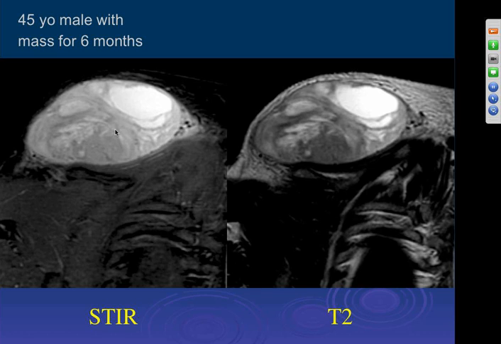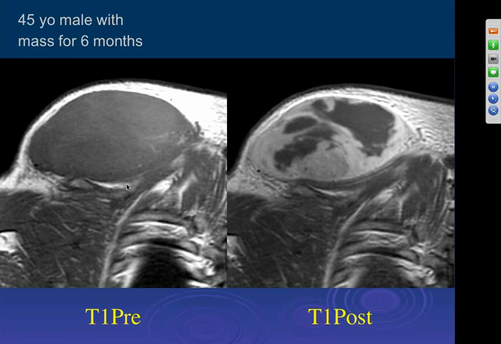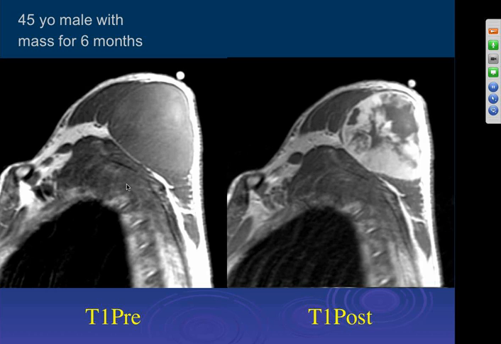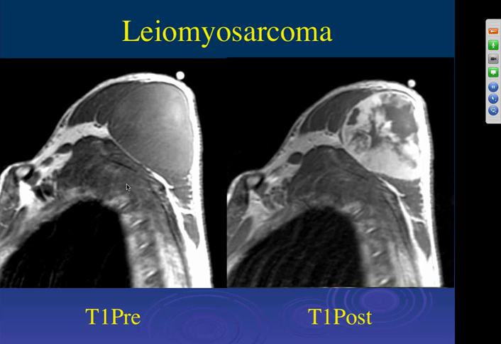Eric? Okay, a 45-year-old male with a mass, 6 months, STIR and T2 images. I think this is superior chest wall, perhaps? Yeah, I think so too. It's up close to the shoulder. Yeah, so lots of heterogeneity, a cystic area, but looks like also some solid component, pretty superficial, and some irregular enhancement after gad. So I would also worry about something like a malignancy. It is kind of superficial, but a liposarcoma or MFH.